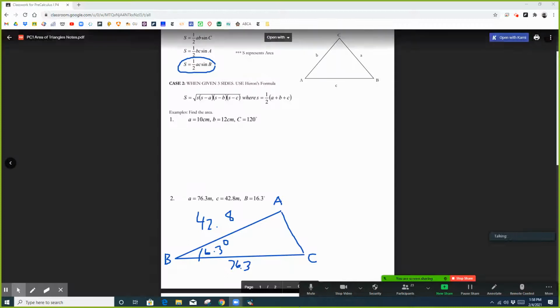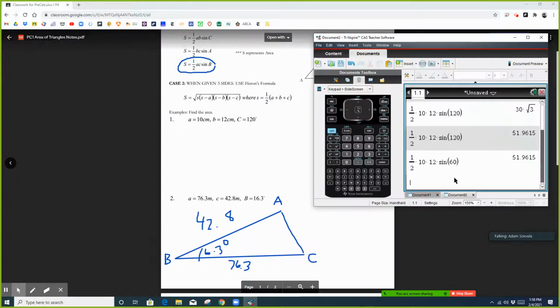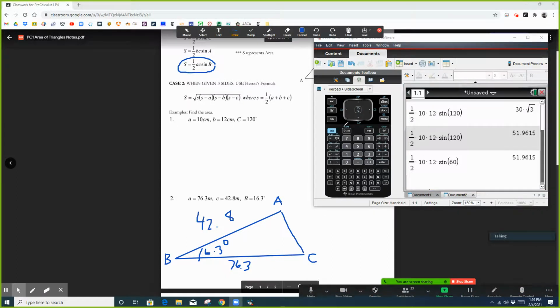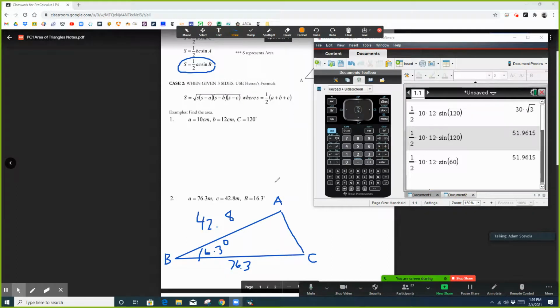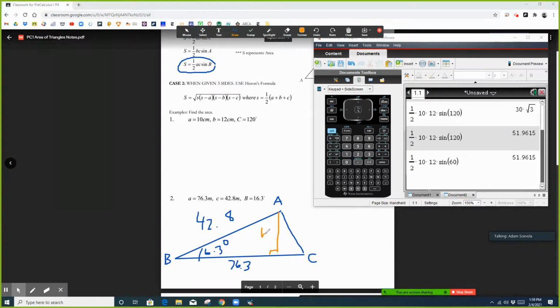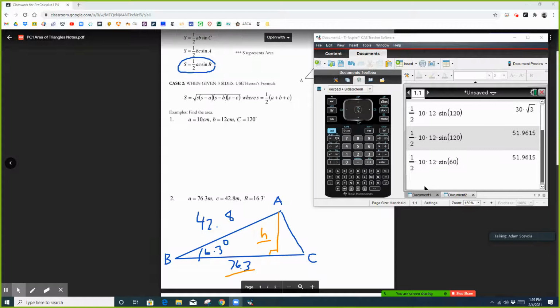Now, I mean, if you wanted to, you could draw the height from A. If the formula confuses you, or if you want to do another way, you could find this height here by doing SOHCAHTOA with 16.3, H and 42.8, get the height, and then do base times height divided by 2. All right, but you get the same answer as if you just plug into the formula, 1/2 times the base.